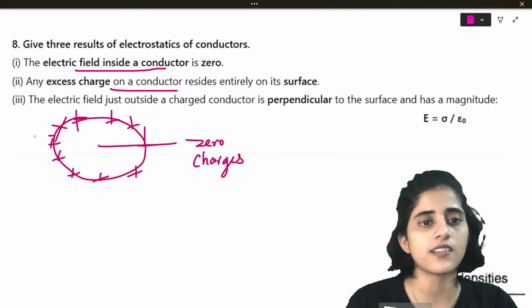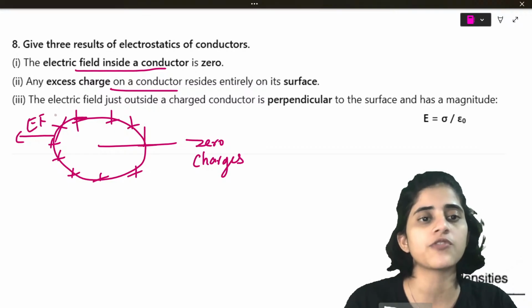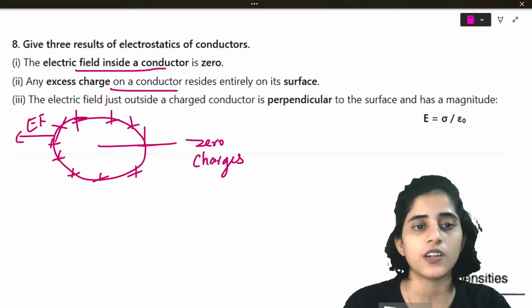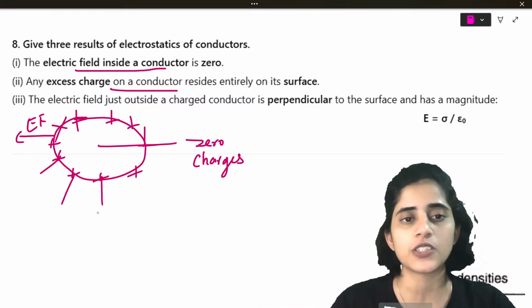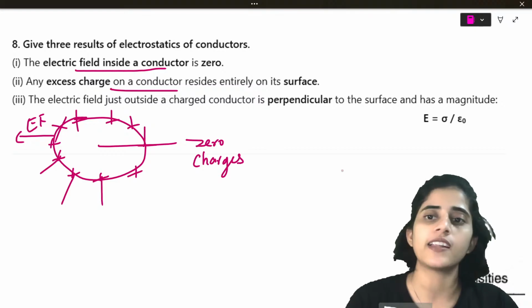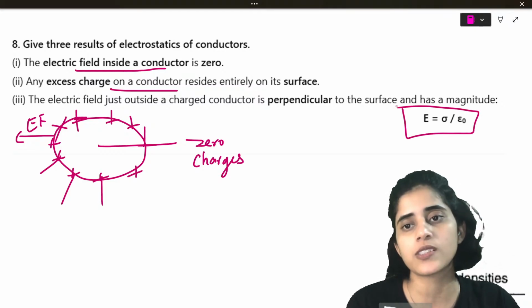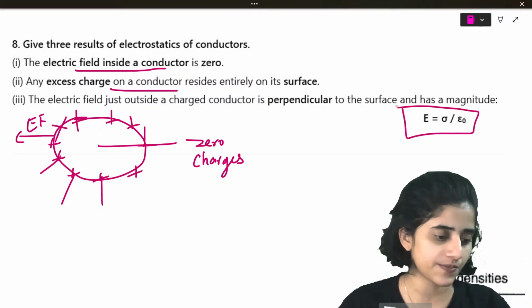So this is the direction of electric field. It is going to be perpendicular to the surface. Whatever point you take, it will always be perpendicular to the surface. And it's given by E is equal to sigma by epsilon naught.